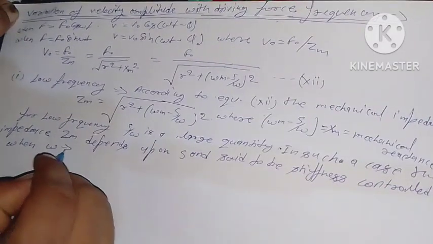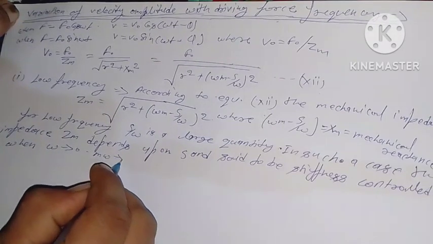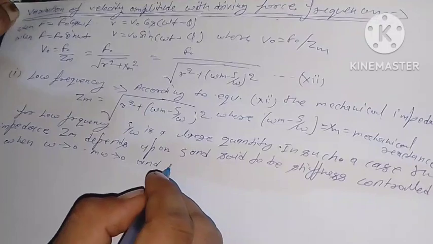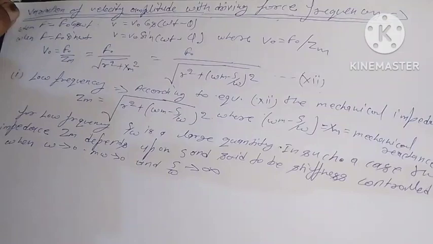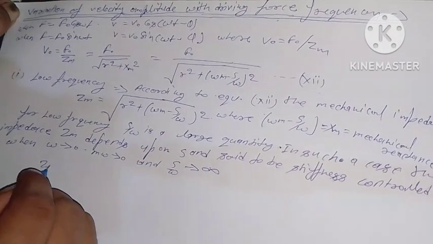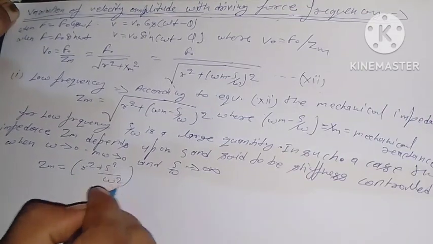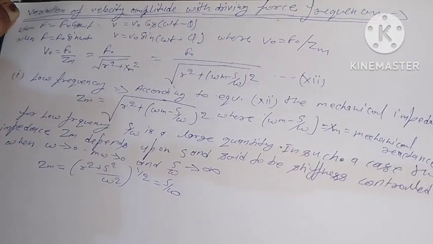When omega tends to 0, then m omega tends to 0, and s by omega tends to infinite. Then Zm equal to (R square plus s square by omega square) whole to the power 1 by 2, equal to s by omega, as s by omega is a very large quantity and R square can be neglected as compared to s square by omega square.